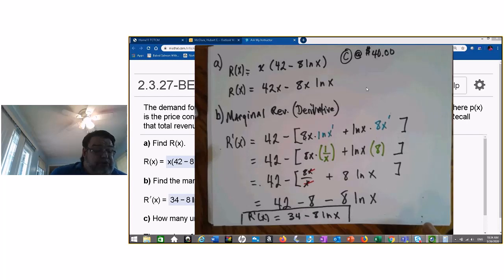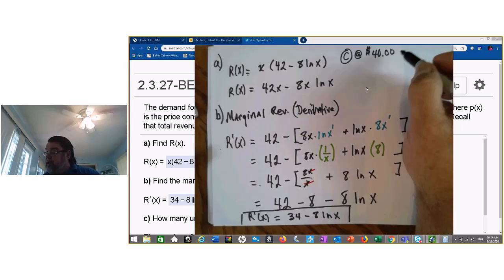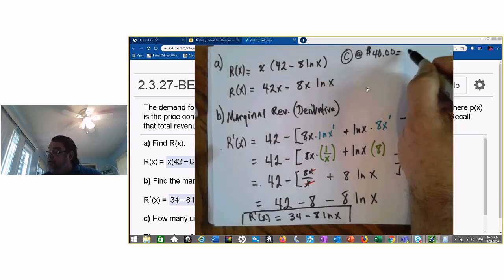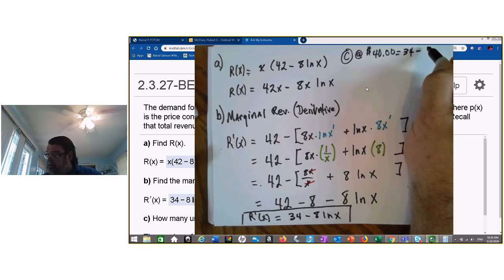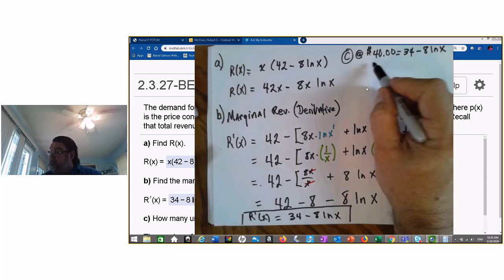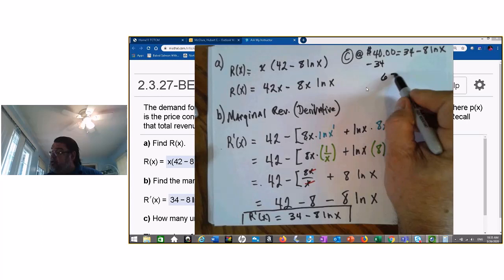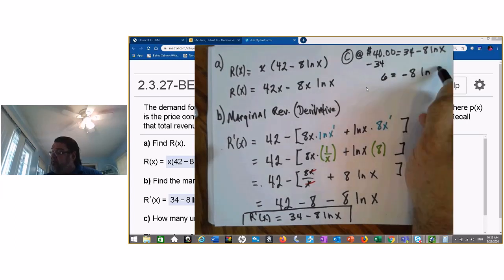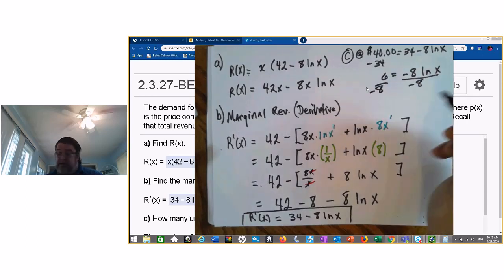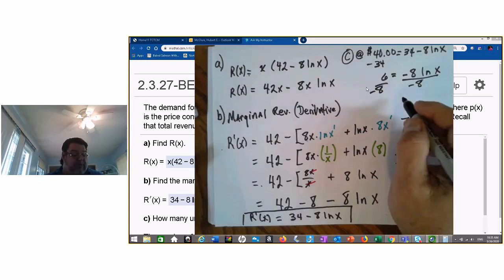How many units will be sold if the price that consumers are willing to pay is $40? So that'd be 40 is equal to 34 minus 8 natural log of x. Minus 34, 6 is equal to negative 8 natural log of x. Divide by negative 8. That's going to be what? 2 3/4?